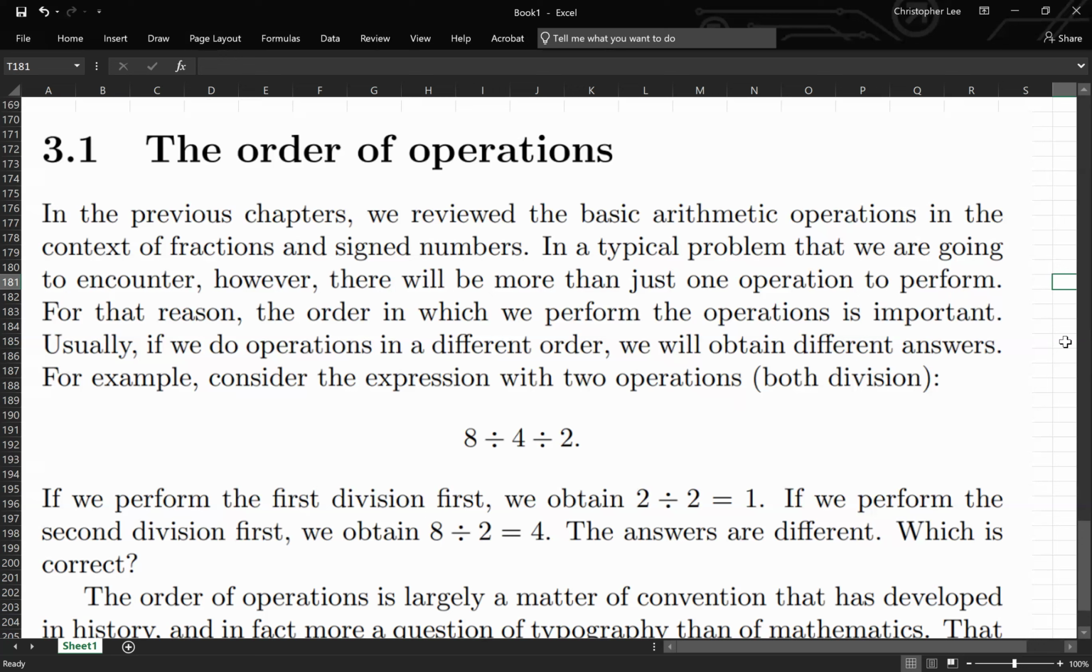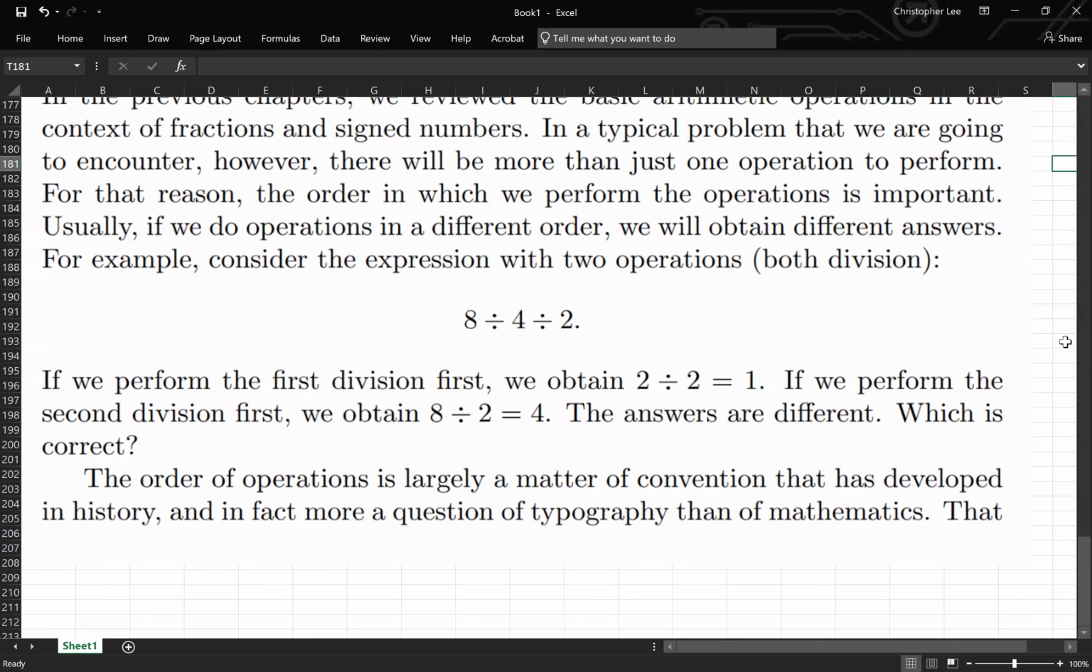If we perform the first division first, we obtain 2 divided by 2, which is equal to 1. If we perform the second division first, we obtain 8 divided by 2, which is equal to 4. The answers are different, right? But which answer is correct? The order of operations is largely a matter of convention that has developed in history, and in fact, more a question of typography than mathematics.